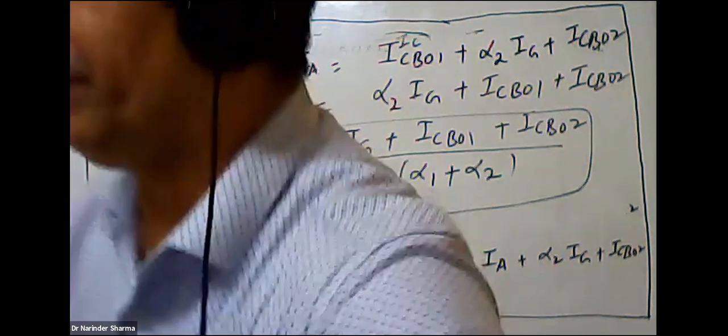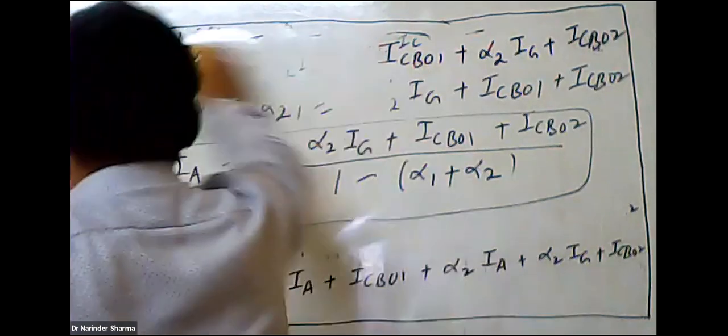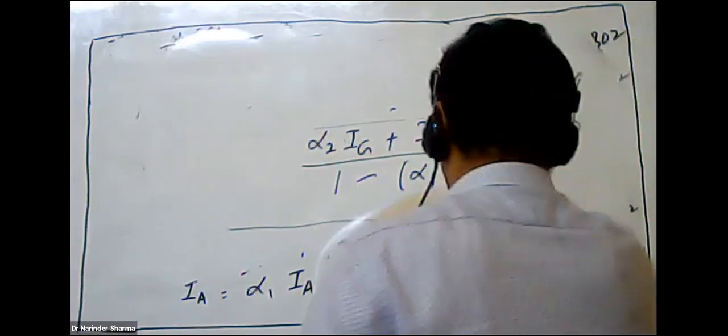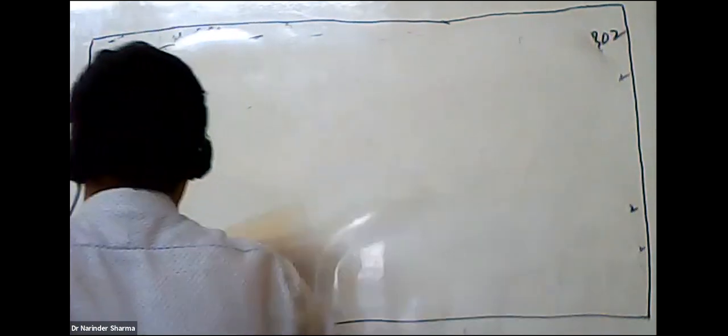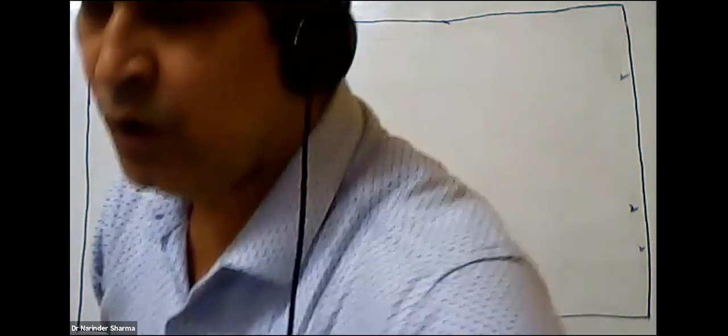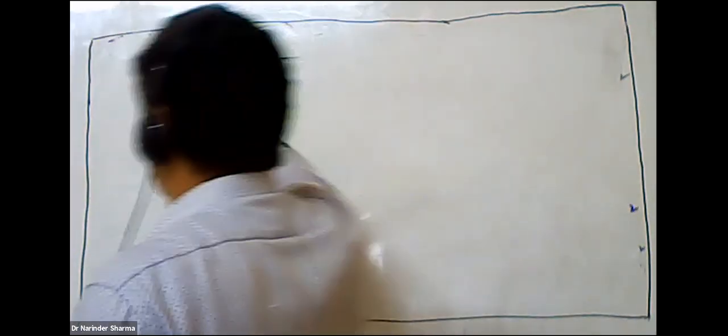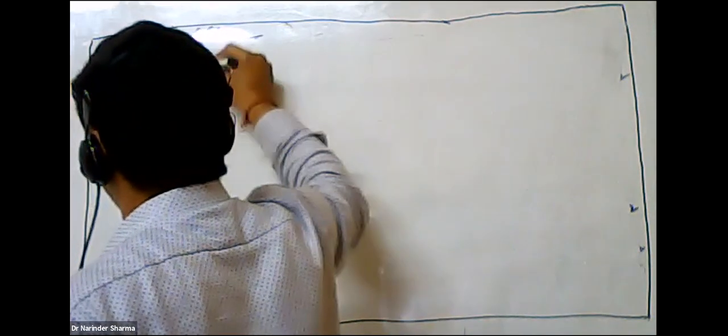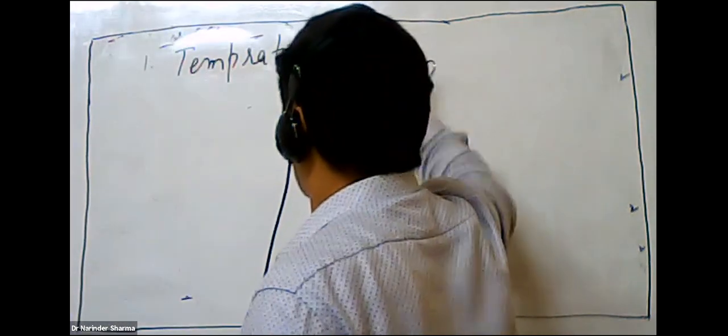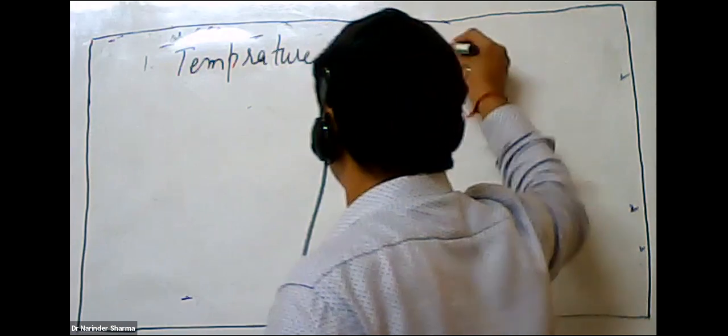Students, now we will learn the turn on methods of the thyristor. We need to turn on the thyristor. What are those methods? We need triggering for that. The first method is temperature or thermal triggering.